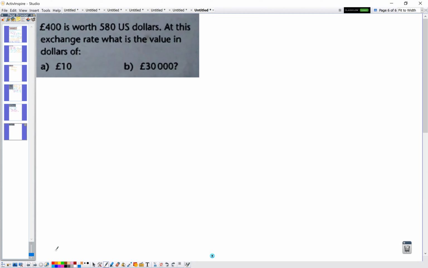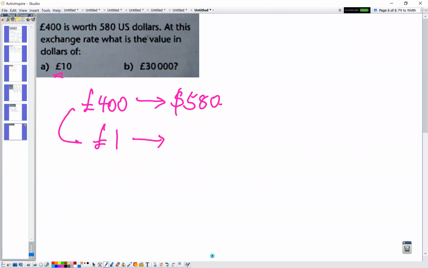First, you have two options. Am I finding $1 is how much in pounds, or am I finding £1 is how much in dollars? Look at this. The question asks you to talk about pounds, so you have to convert to pounds here. The question gave you £400 is 580 US dollars. So in that case, can we find £1? £1 is how much in US dollars? We divide by 400. The right hand side we divide by 400 as well.